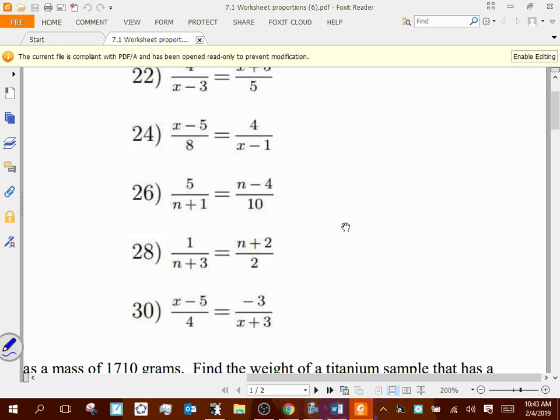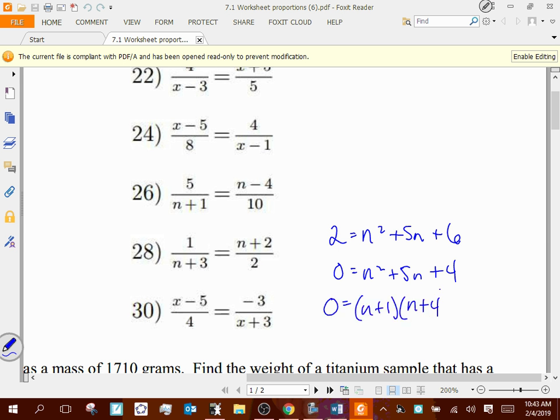Working on the left, number 28 would be 1 times 2 is 2. I want to get n squared, 3n, 2n, so that's 5n plus 6. Subtract 2 from both sides: n squared plus 5n plus 4. Okay, so if this one is smaller than that one, and they differ by 1, then it's always going to be n plus 1 and that number 4. So n will equal -1 and -4.